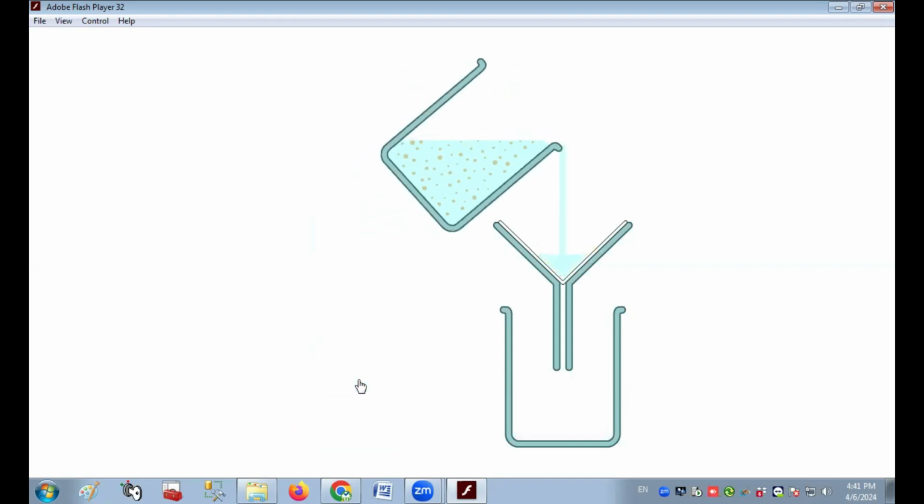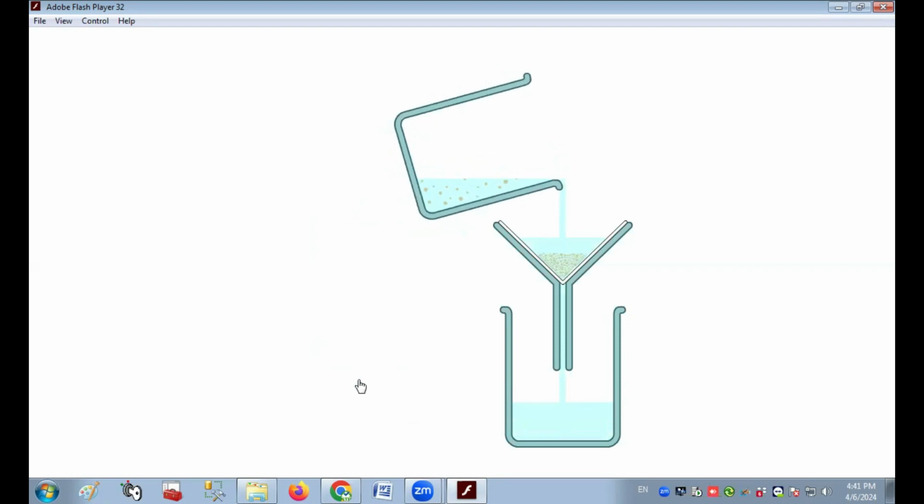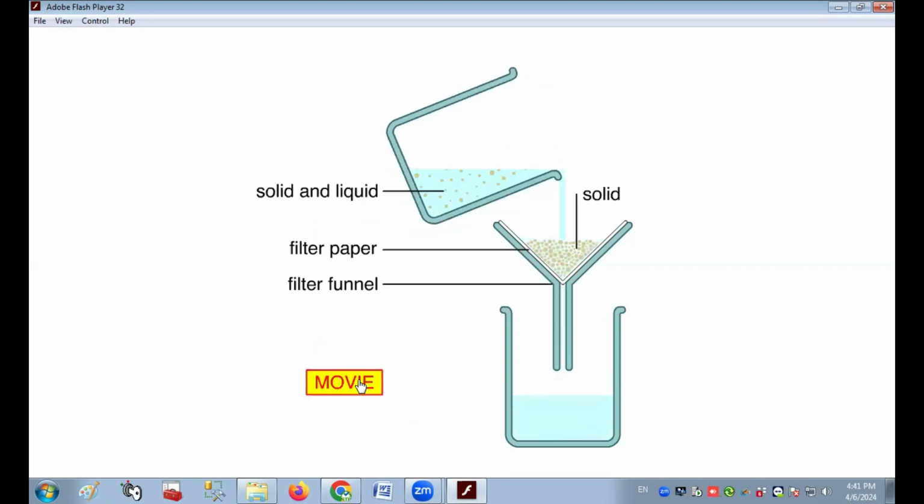So let's see. We have a mixture of sand and water, and we are going to separate it through filtration. Now the solid is trapped on the filter paper.